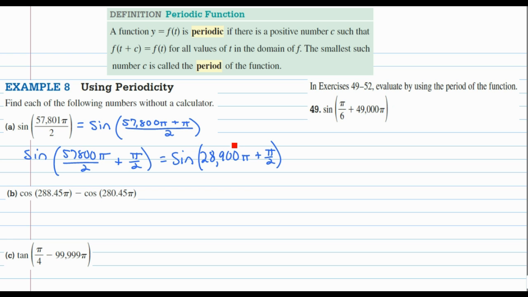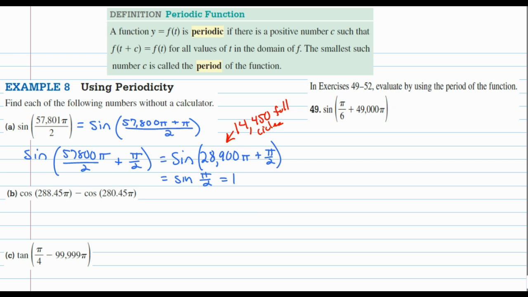Well, 28,900 pi is actually just 14,450 full circles. Remember, 2 pi per circle, not just 1 pi. So that's 14,450 full circles that I don't have to worry about. So all I'm looking for is the sine of pi over 2, and I know that that is 1 from my unit circle.